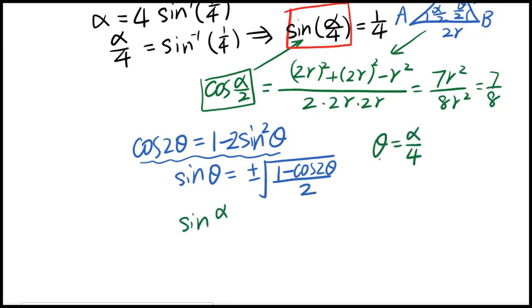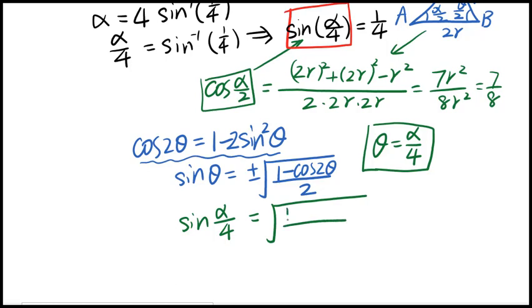Let's make this theta equal alpha over 4. You will get sine alpha over 4 equals, and for this problem it will be positive, the square root of 1 minus cosine 2 times alpha over 4, which will be alpha over 2, then over 2. So we plug in. You will get 1 minus cosine alpha over 2, which is 7 over 8, then over 2.